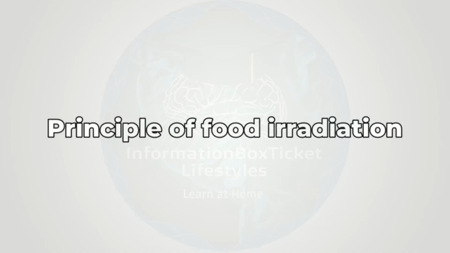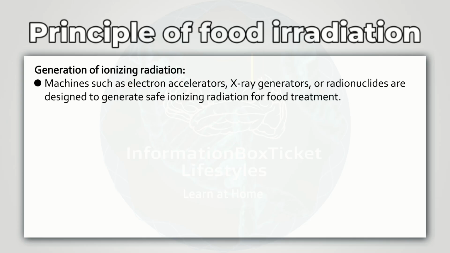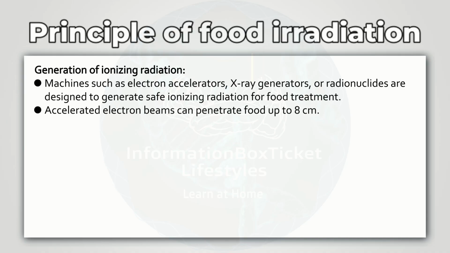Principle of food irradiation. Generation of ionizing radiation. Machines such as electron accelerators, X-ray generators, or radionuclides are designed to generate safe ionizing radiation for food treatment. Accelerated electron beams can penetrate food up to 8 centimeters.